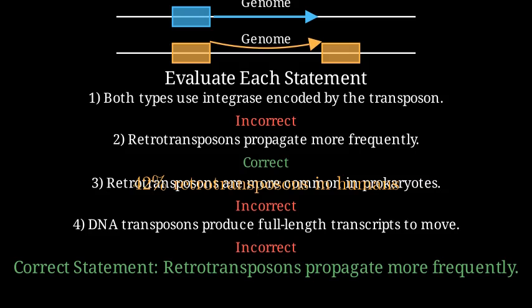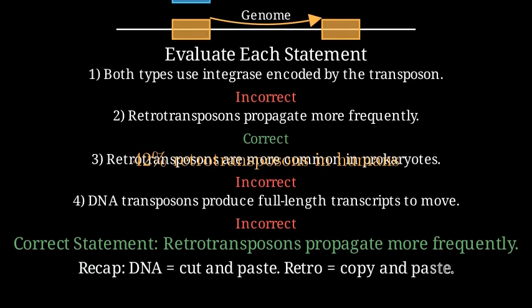The key idea is copy and paste versus cut and paste. Copy and paste increases the number of copies much faster. Quick recap. DNA transposons typically use transposase and move by cut and paste. Retrotransposons use an RNA intermediate and move by copy and paste. Because the original stays and a new copy inserts elsewhere, retrotransposons can spread quickly. Keep this mechanism in mind when comparing statements.